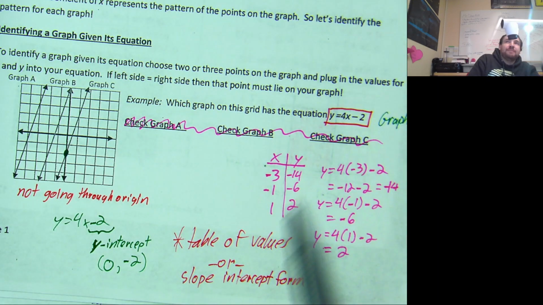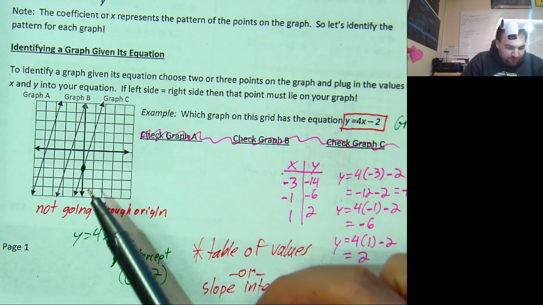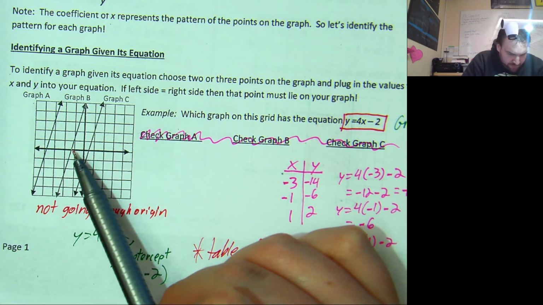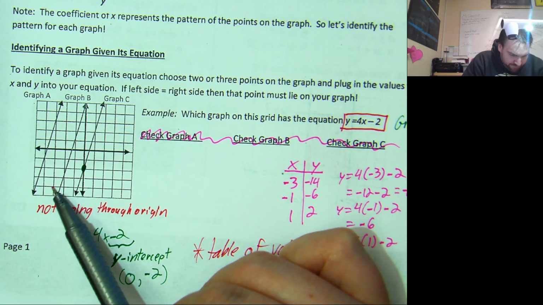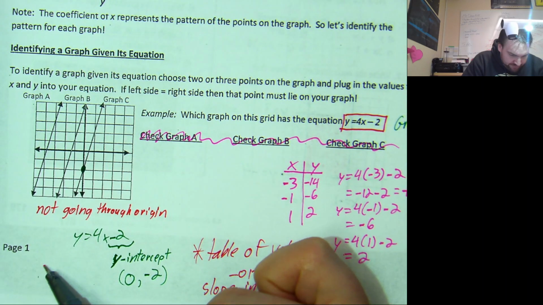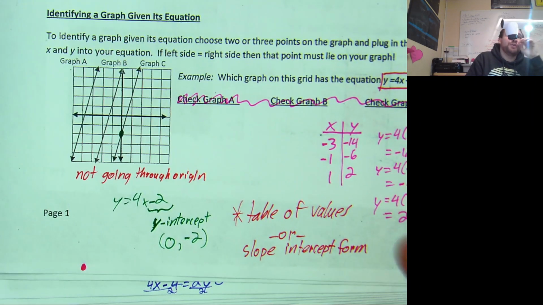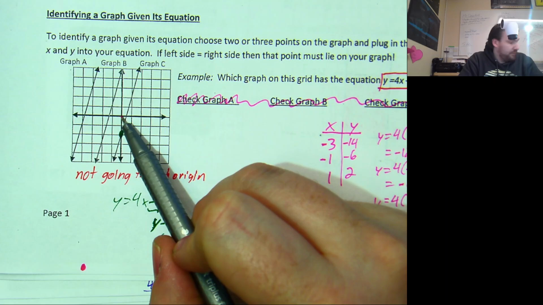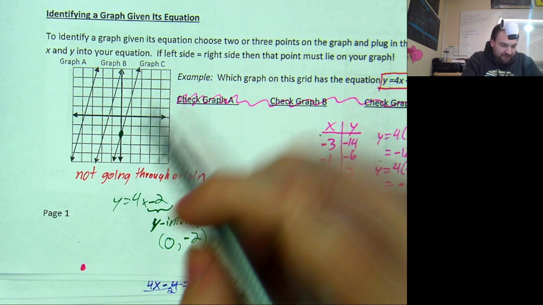Given the equation that we're looking at, we built our table of values. Now let's plot these points. Where's negative 3 and negative 14? 1, 2, 3, 4, 5, 6, 7, 8, 9, 10, 11, 12, 13. It's down here somewhere. Not super useful. Where's the point negative 1 and negative 6? From here I go left 1 and down 1, 2, 3, 4, 5, 6.